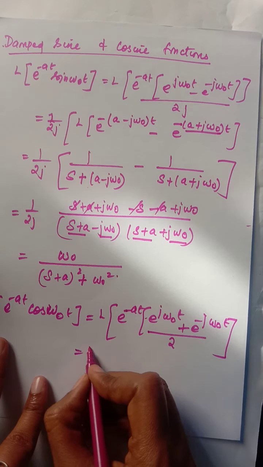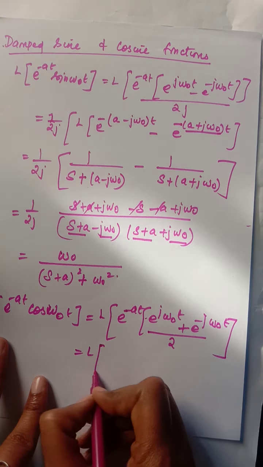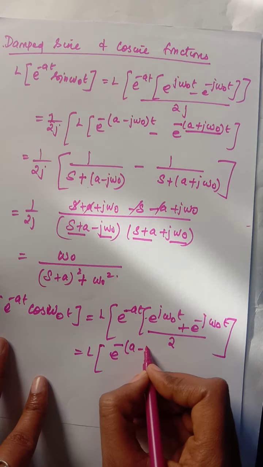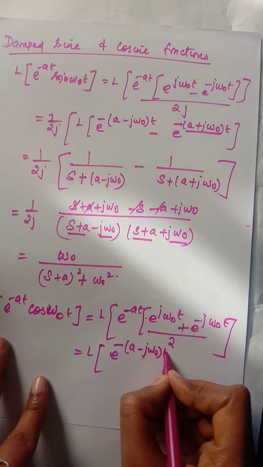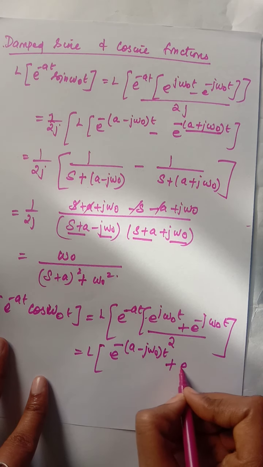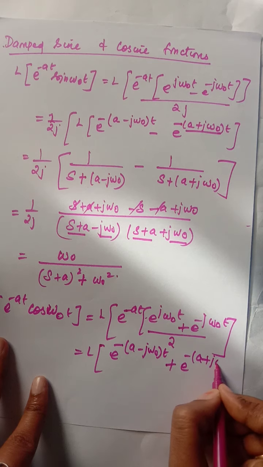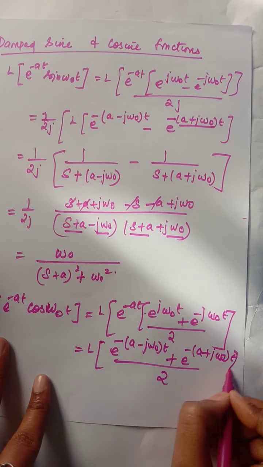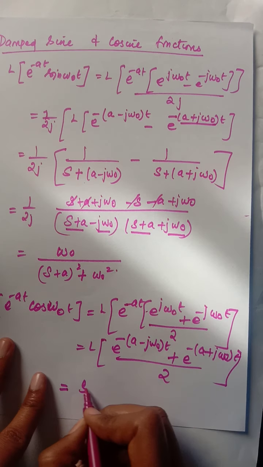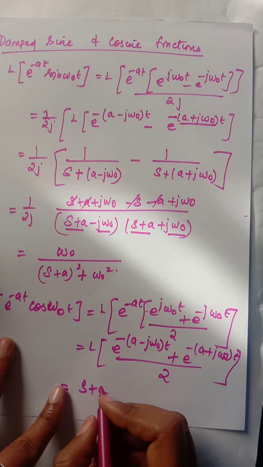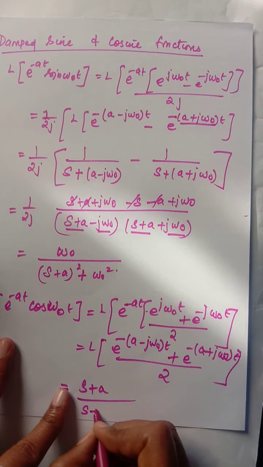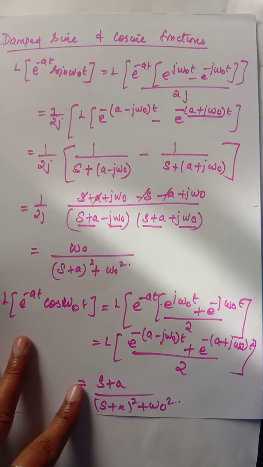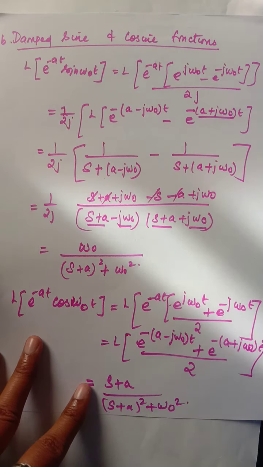So here, when you take the Laplace transform of this, it can be written as e power minus (a minus j omega naught) t plus e power minus (a plus j omega naught) t, divided by 2. When you apply the Laplace transform to this, you will get (s plus a) by (s plus a) the whole square plus omega naught square. So this is the damped sine cosine function.